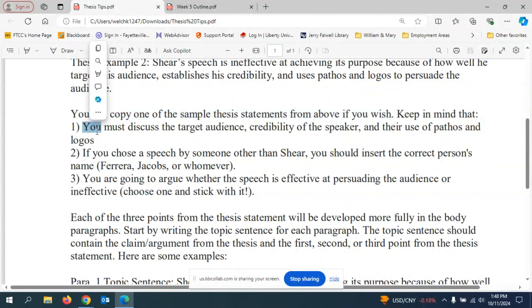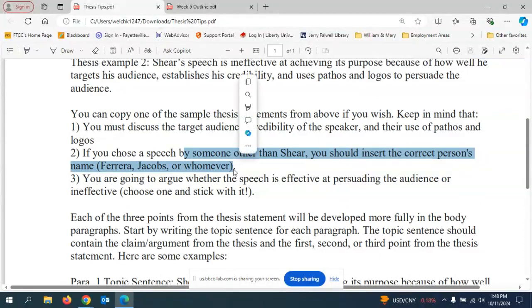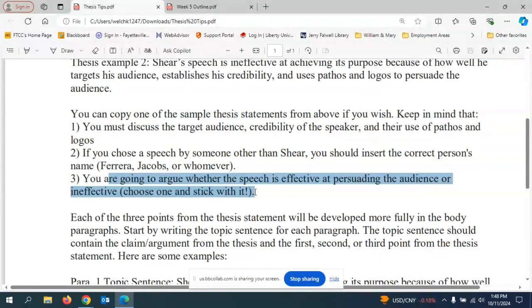You just got to keep in mind that you have to discuss the target audience, the credibility of the speaker, and their use of pathos and logos. Of course, if you use a speech by someone other than Scheer, you should insert the correct name, whether it was the speech by Ferreira or Jacobs or whomever. And make sure that you are going to argue whether the speech is effective at persuading the audience or if it's ineffective. You have to choose one side and stick with it.